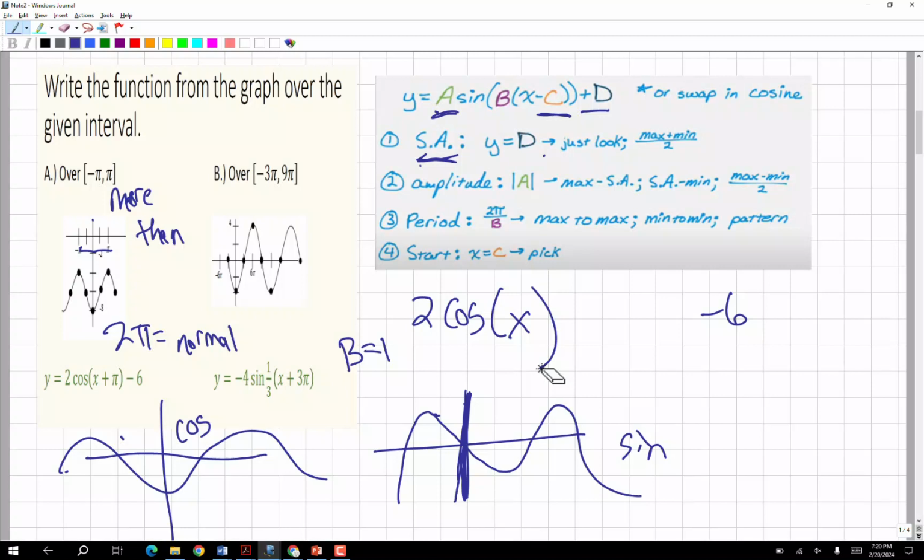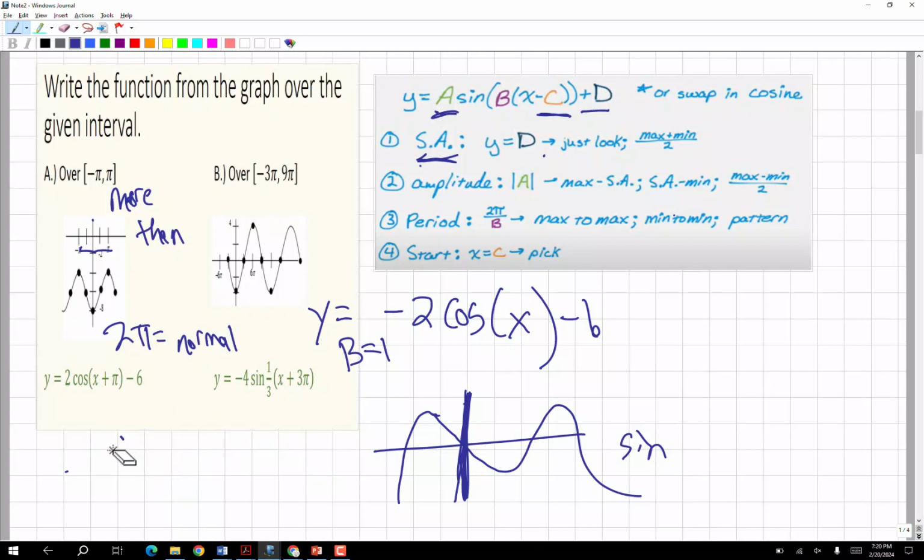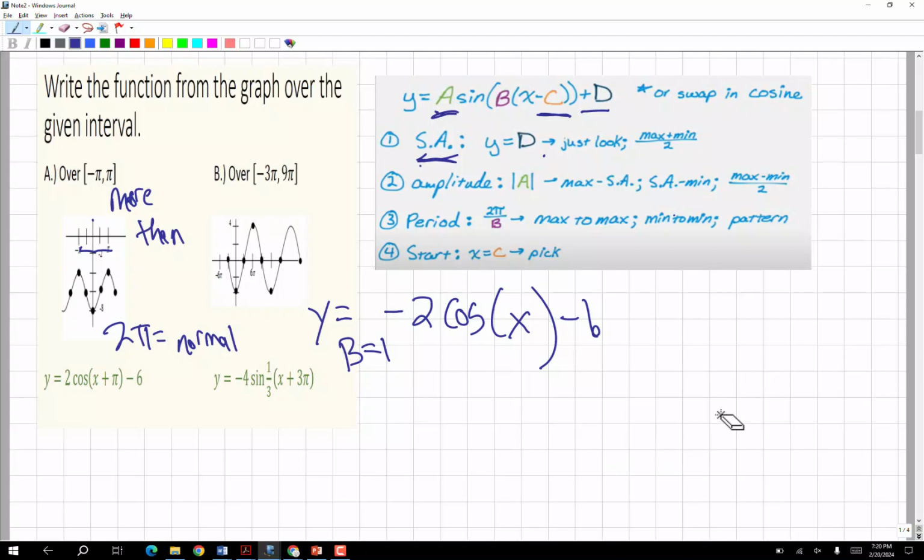So, this one, because it started low, is going to be negative. So this is y equals -2 cosine x minus 6, okay? What they did was pretty similar, except they didn't want to have a negative cosine. They said cosine should have a maximum here, so instead of just inverting it, they shifted it.